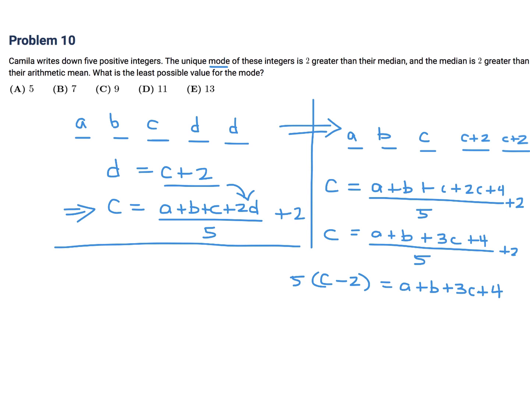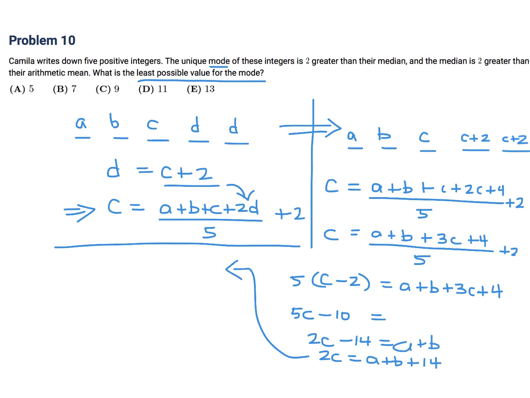Crunching out these numbers, we get 5c minus 10, and then if we bring the c over, it'll be 2c minus 14 is equal to a plus b. And I think that's about as far as I can go. Or I can just write 2c is equal to a plus b plus 14, like that. Okay, so we want the least possible value for the mode. So we want the least possible value for d. All right.